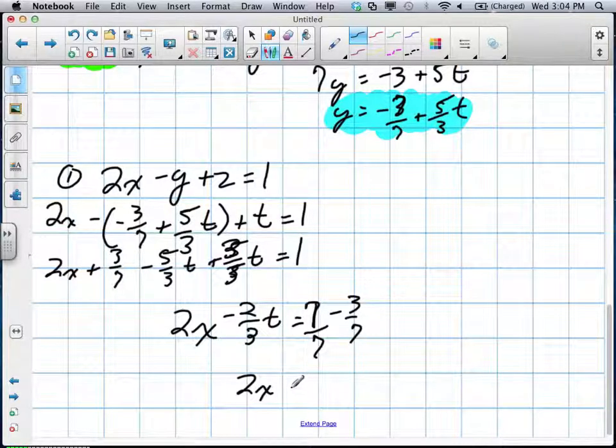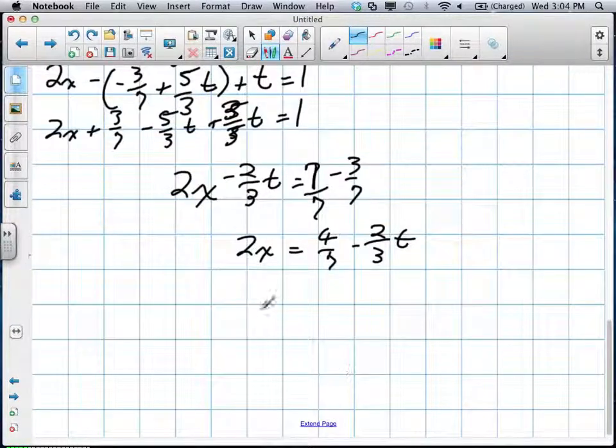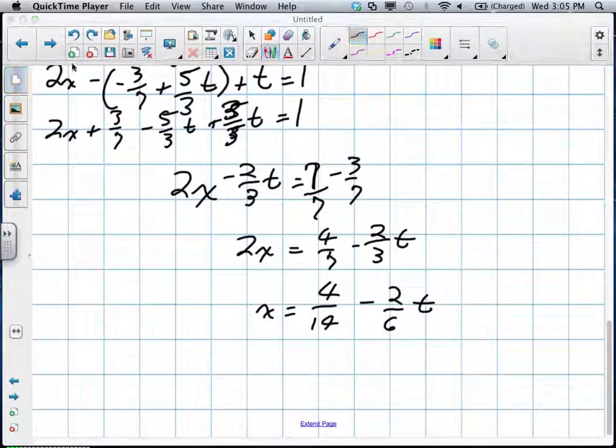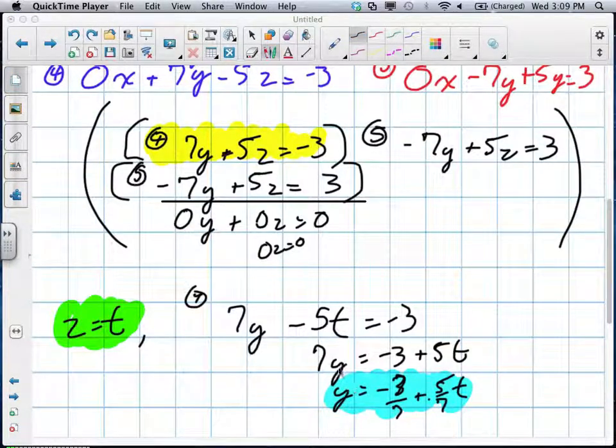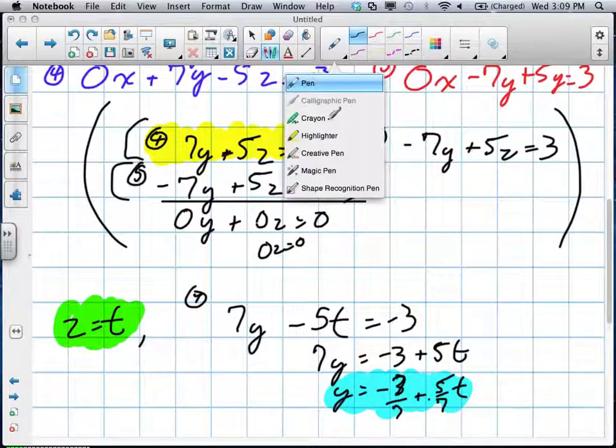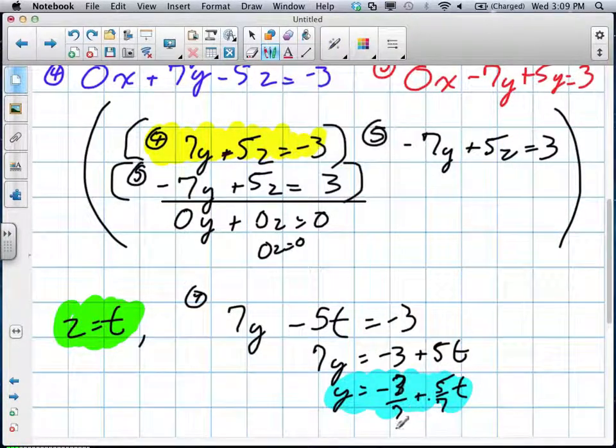We get 2x is equal to 4/7 minus 2/7t. And then if we divide by 2, we get x is equal to 4/14 minus 2/14t. Okay? All right, so from here, when I divide it by 2, the numbers on the bottom should read 7 and 7, not 3 and 7. So this is a 7, and this should be a 7.